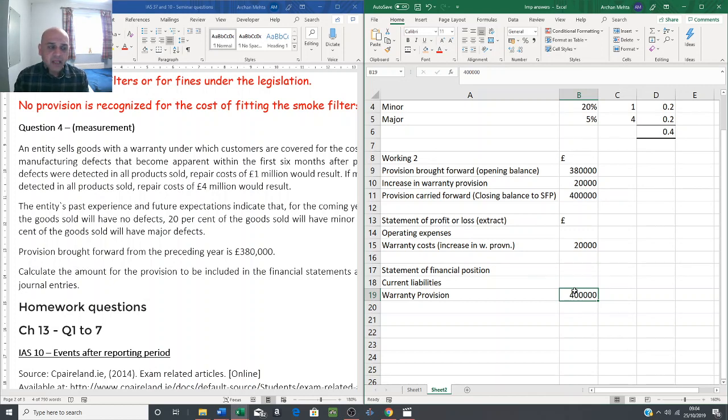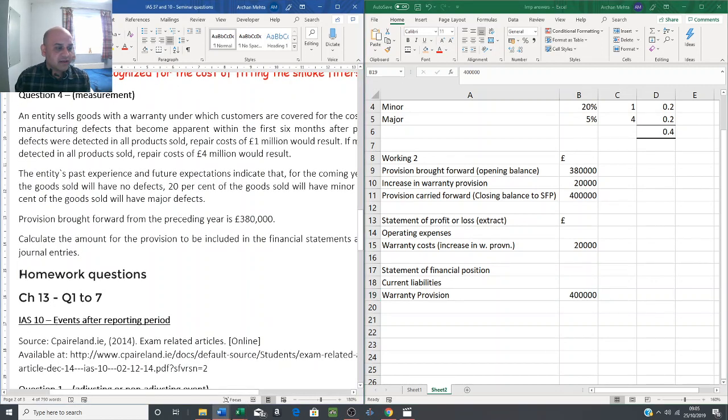Make sense? Good. So remember the definition of provision, remember the recognition rules, remember the measurement rules. And the homework that you should be doing are questions 1 to 7 for provisions from the book. Please bring your answers to the next seminar.